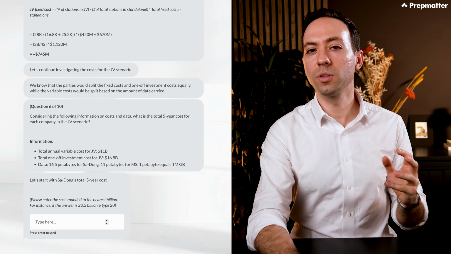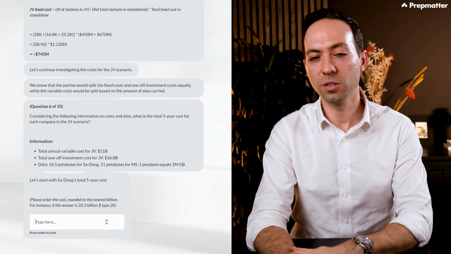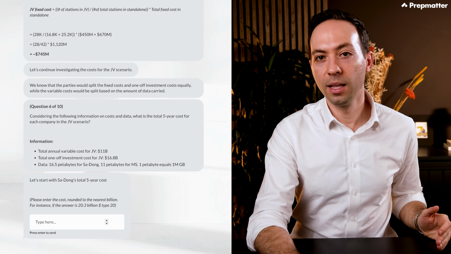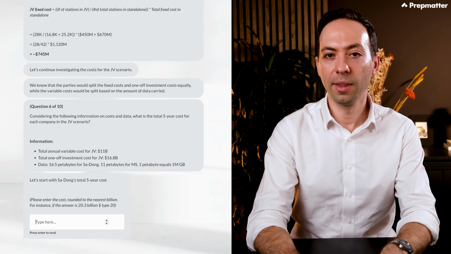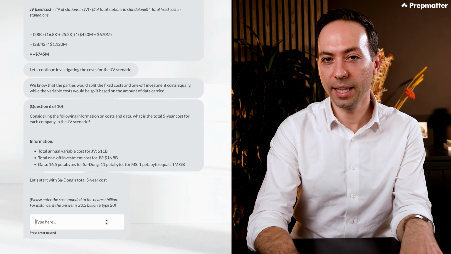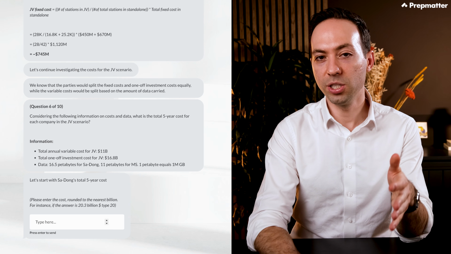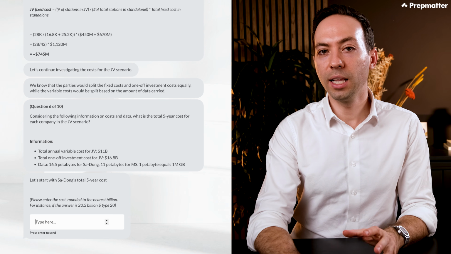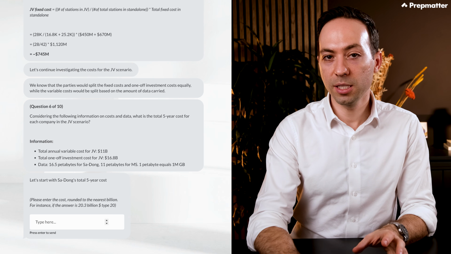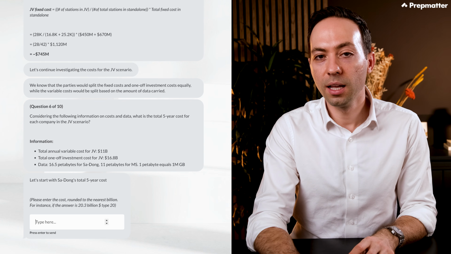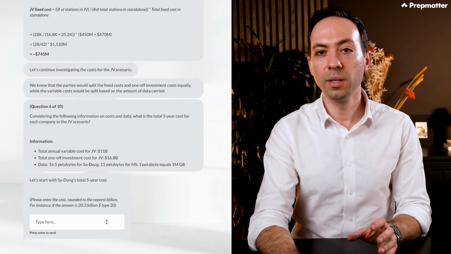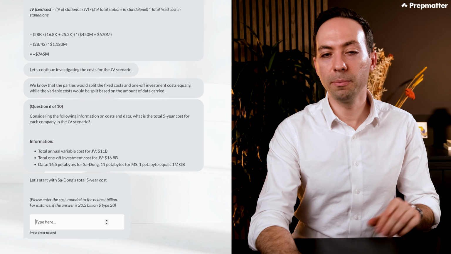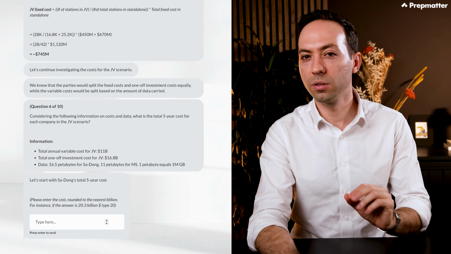We know that the parties would split the fixed costs and one-off investment costs equally, while the variable cost would be split based on the amount of data carried. We may need to use this information later on. Considering the following information on costs and data, what is the total 5-year cost for each company in the JV scenario? Okay, the total annual variable cost is $11 billion. The initial investment cost is $16.8 billion. And the Sadong's customers will consume 16.5 petabytes of data, while MS's customers will need 11 petabytes. And 1 petabyte equals 1 million gigabytes.